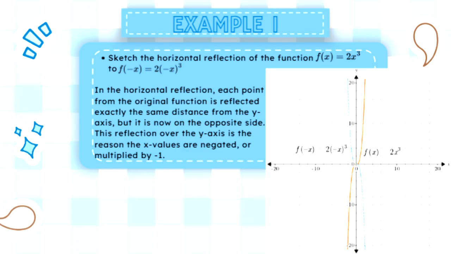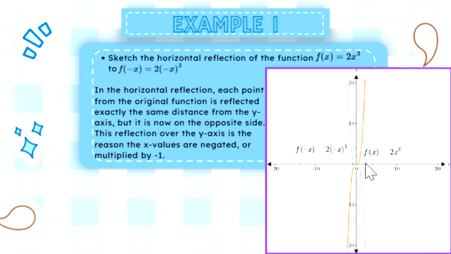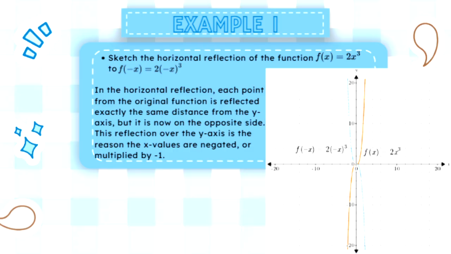This reflection over the y-axis is the reason the x values are negated or multiplied by negative 1. So every x value is just becoming its opposite, a negative of whatever that number is, okay?